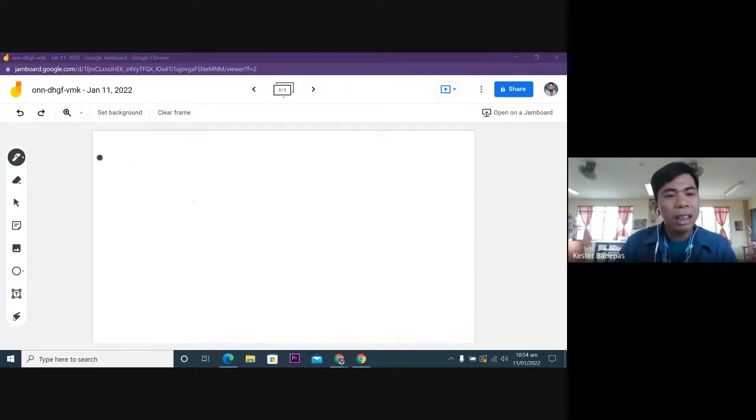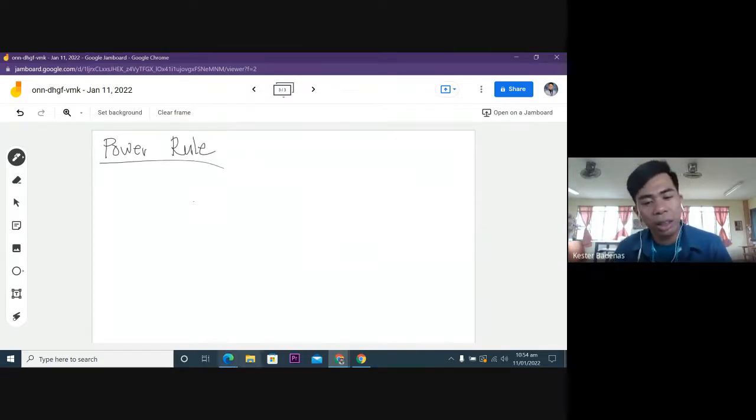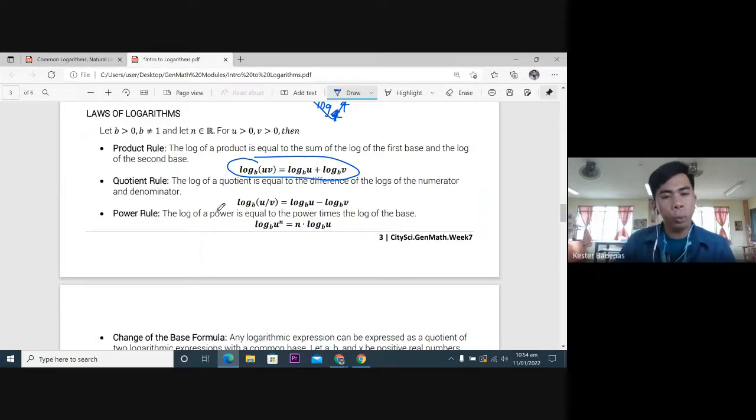Okay, let's proceed naman sa product, quotient, power rule. Power rule. Ito, class, basic lang to. Ito yung pinakamasaya sa lahat ng rule. Bakit? Kasi kapag power rule, ang gagawin natin is, the logarithm of the power is equal to the power times the logarithm of the base. So if we have logarithm of u raised to n with the base b, ang gagawin lang natin, class, is ibababa natin tong exponent ng ating product at ilalagay natin siya sa unahan. And ita-times natin yun doon sa natirang logarithm.